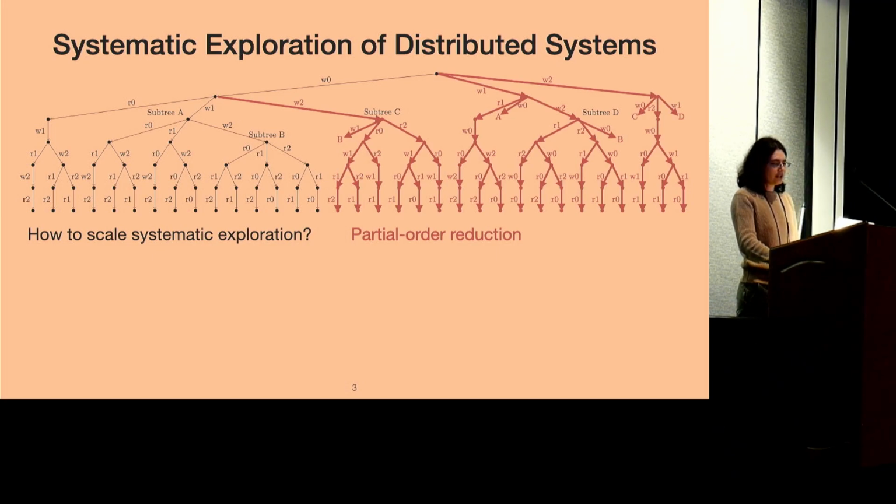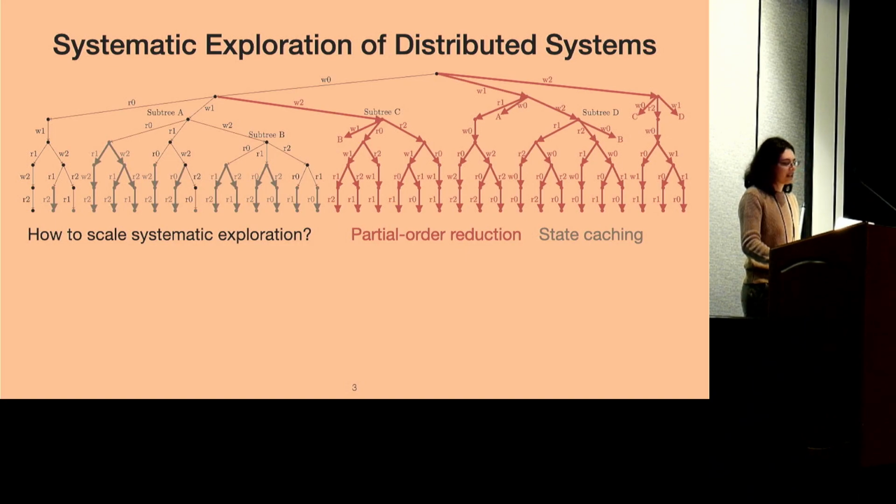Another thing we can do is use state caching, which has been used by model checkers like Spin and TLC. And with state caching, we cache states as we explore them, so if we revisit a state, we're not going to do re-exploration from it. So if we do that for this example tree, then we can avoid exploring the parts now shown in blue. So both of these techniques identify redundancies in the system, but these aren't the only redundancies.